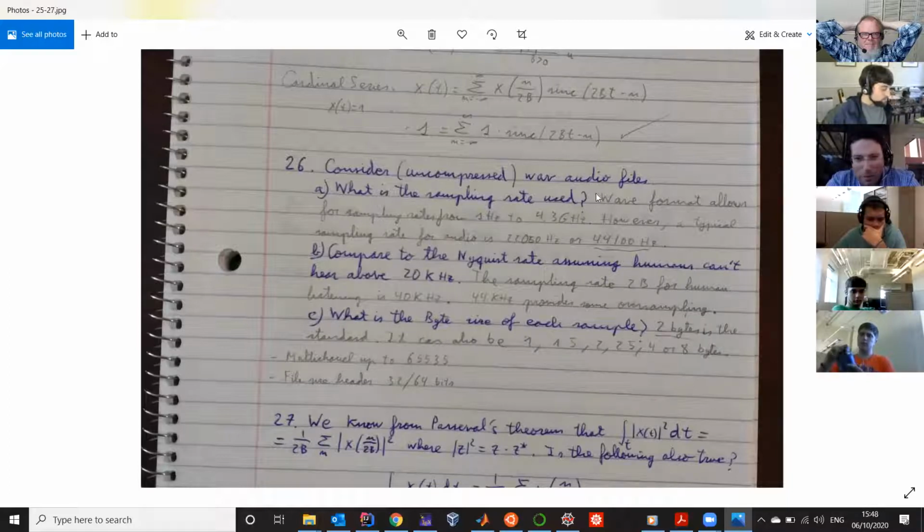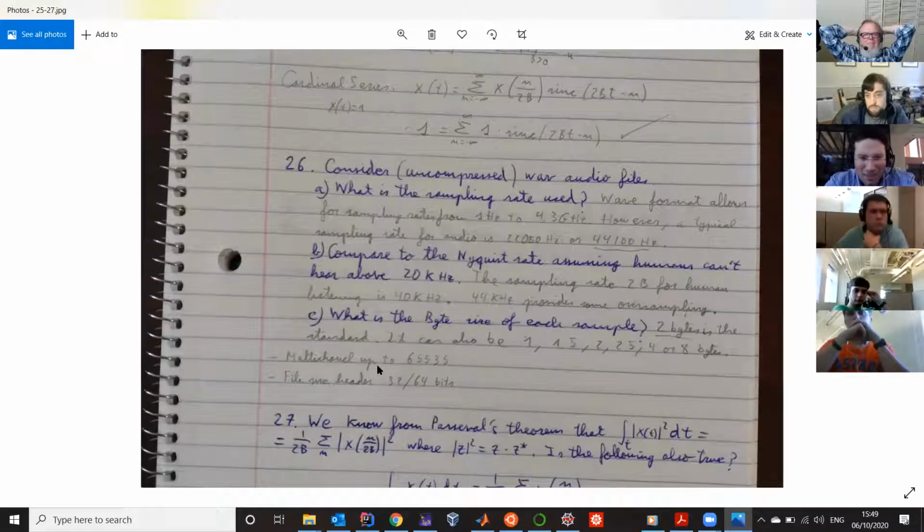Also, the WAV format allows up to gigahertz of frequency. So they use that format for other purposes, not only for audio files. And the byte size, the usual is 16 bits. That's two bytes per sample. But browsing Wikipedia references, I found different sample sizes, from 1 byte to 8 bytes. And also, another interesting data is that they can use multi-channel up to 65,000 channels. For audio, it's usually two channels for stereo.